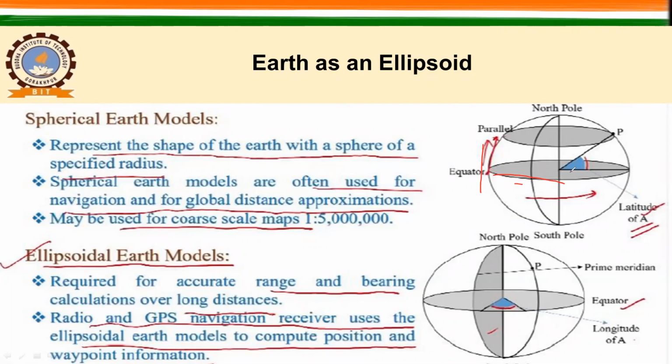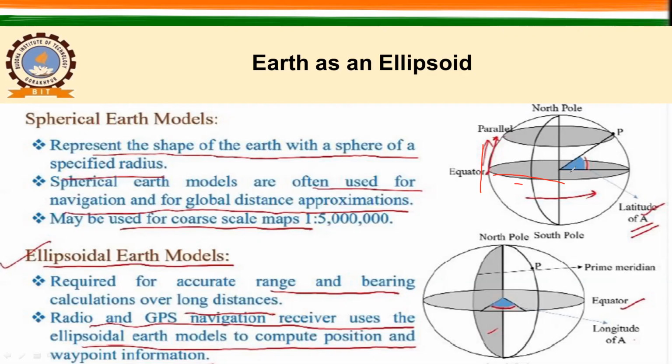So how it is moving, it is shifting from here to here, and how it is varying in this direction, whereas this is varying in this direction, right? Spherical Earth models are often used for navigation and for global distance approximation, and may be used for coarse scale maps, because as we know our Earth is not a spherical model, right? So it has to be different from a sphere.